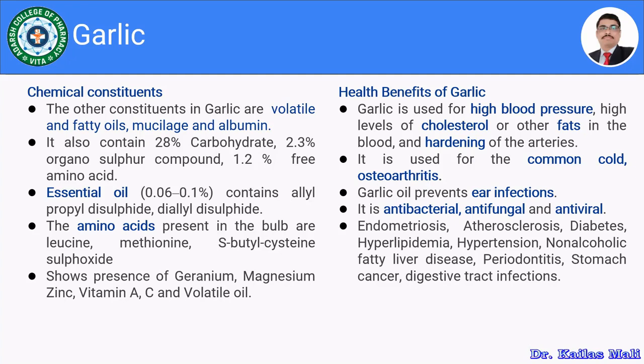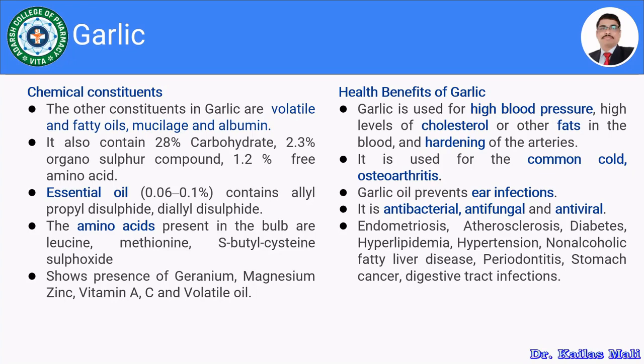Furthermore, garlic comprises germanium, magnesium, zinc, vitamins A and C, and volatile oils. So these are some of the chemical constituents of garlic. Mainly, if you can see, it comprises organosulfur compounds, that is allicin. So these are the major chemical constituents which are present in garlic.